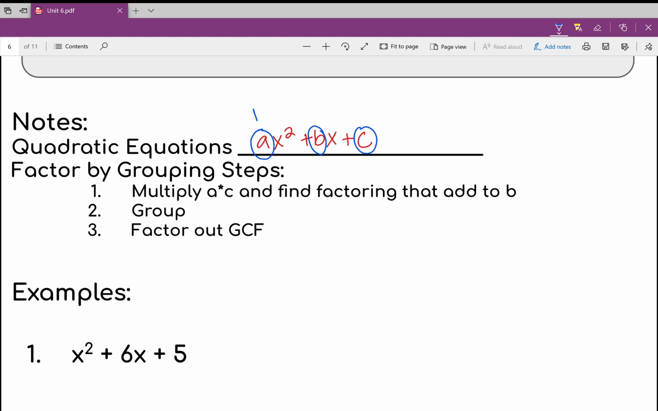Our first step is to multiply a times c and find the factor that adds to b. We're going to do this by creating a table, and you'll see that more in example 1. Then we're going to group them, so put them in parentheses. And then lastly, we're going to factor out a GCF, the thing that you learned last week. Okay, so let's look at example 1.